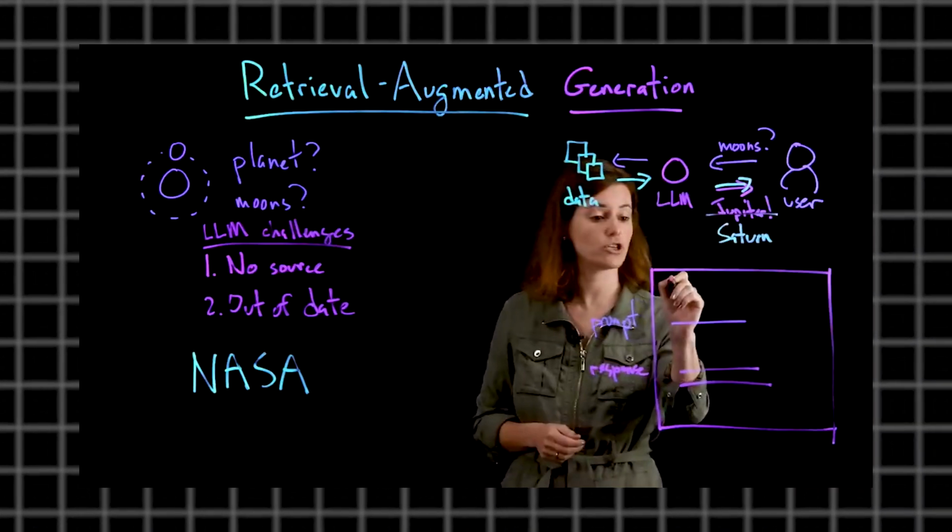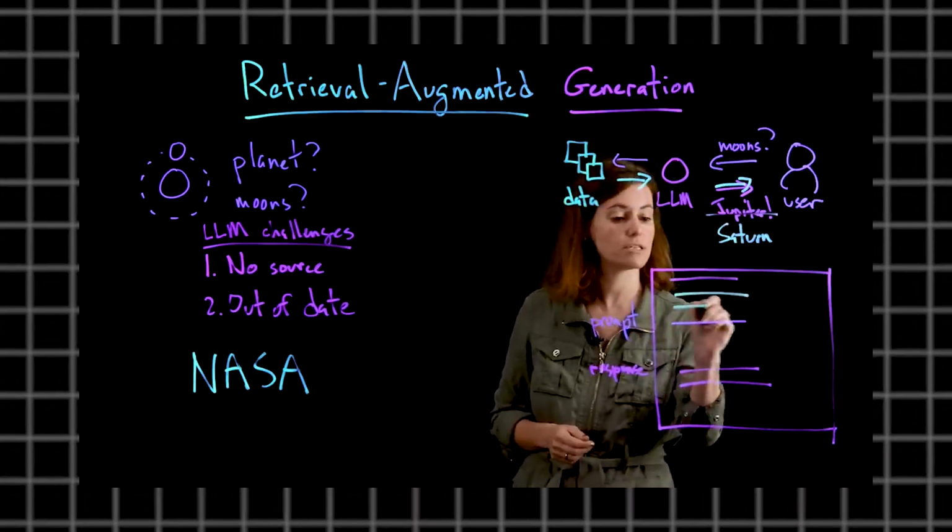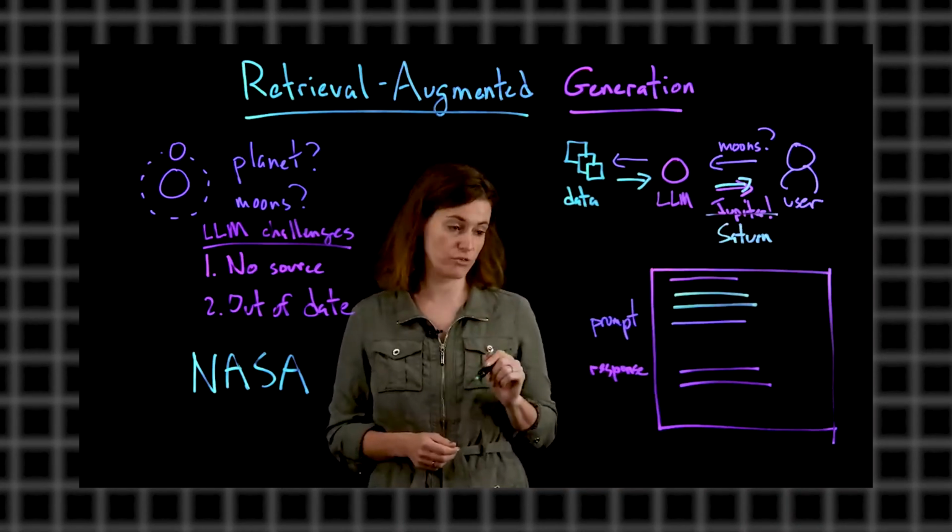RAG solves this problem by adding a retrieval step. Before generating a response, the system searches through a knowledge base for relevant information, then uses that specific data to inform its answer. Think of it as combining your user prompt with search results, so it has more context to operate with. Here's how RAG works, broken down into its key components.